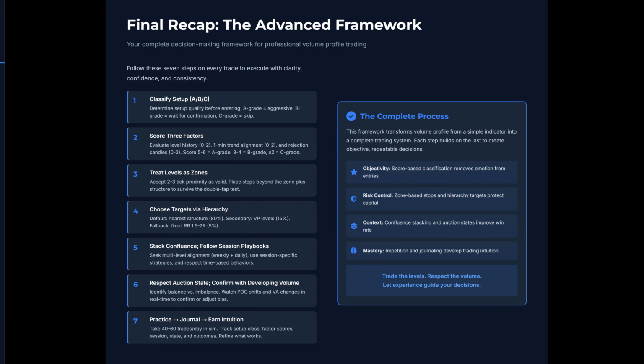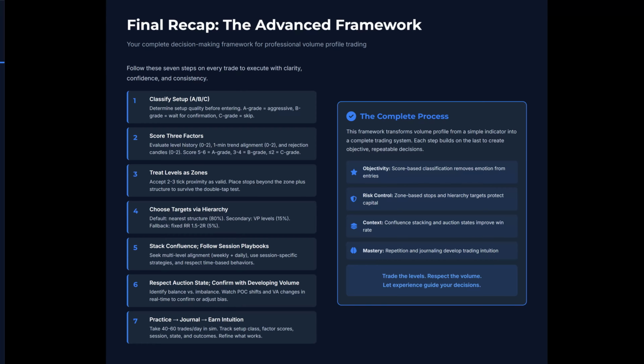That's steps 4 and 5, targeting hierarchy and confluence stacking. These steps transform good setups into great setups. Let's complete the final recap with steps 6 and 7, plus the complete process summary. Step 6. Respect auction state and confirm with developing volume.